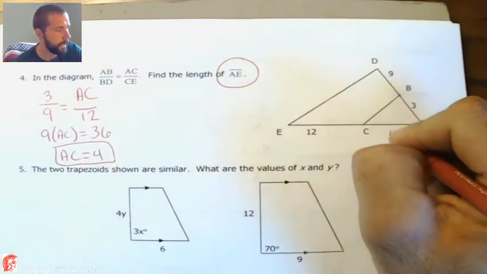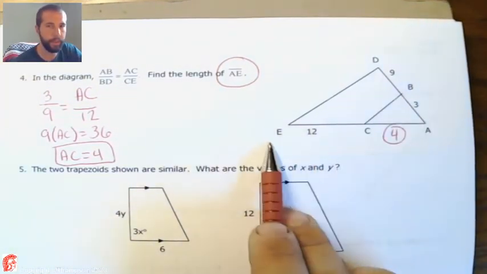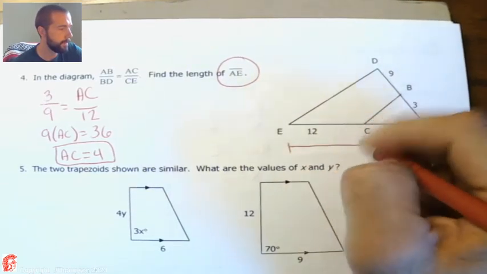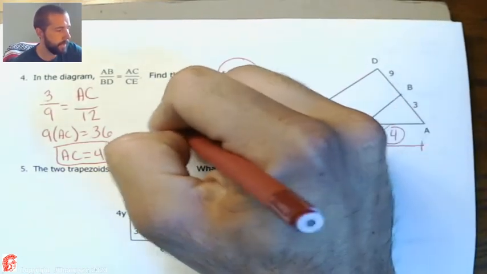Okay, so since we get that AC is 4, we can figure out now what the length of AE is. 12 plus 4, that's 16. So the length of AE is 16.